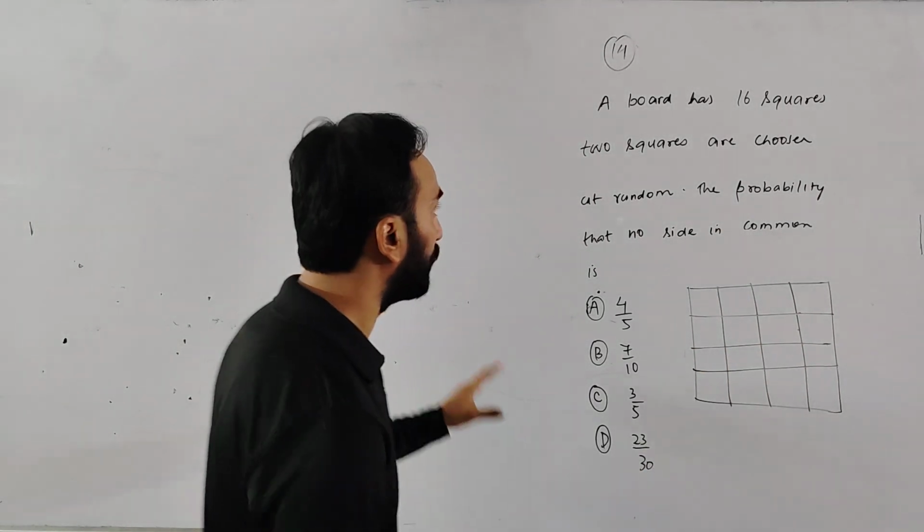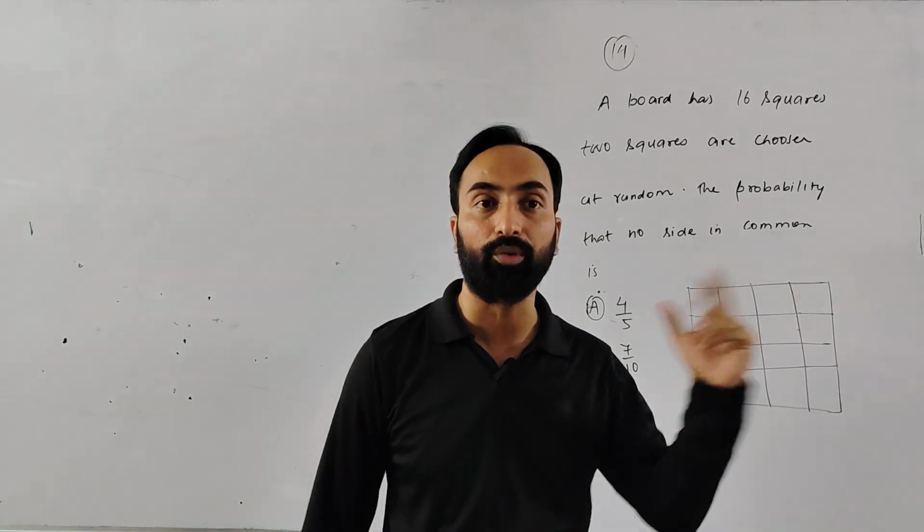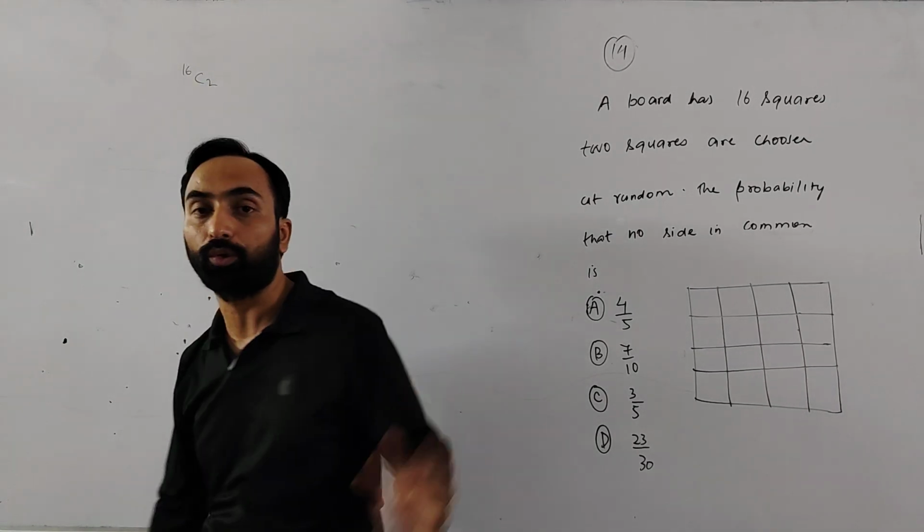So first try to understand what are the ways, in total number of ways, how many ways we have in which we can choose 2 squares from the 16 squares. That will be equal to what? 16C2. This is the total number of ways.